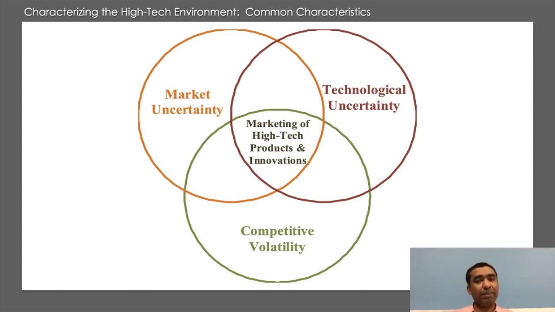So that is why, when we deal with customers, or with people who are planning to buy high tech products, these three major uncertainties are very important to counter during your marketing process of high tech products. Okay, that is why we try to understand these concepts.